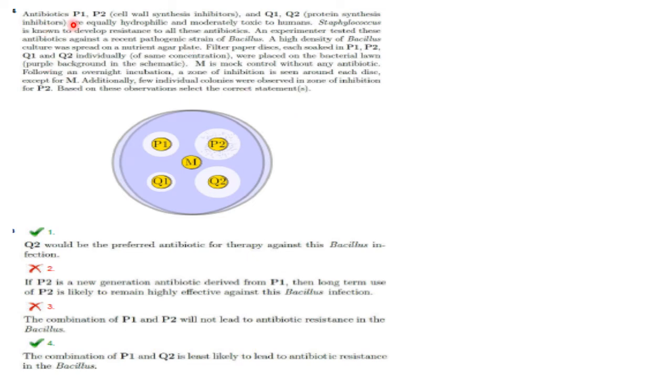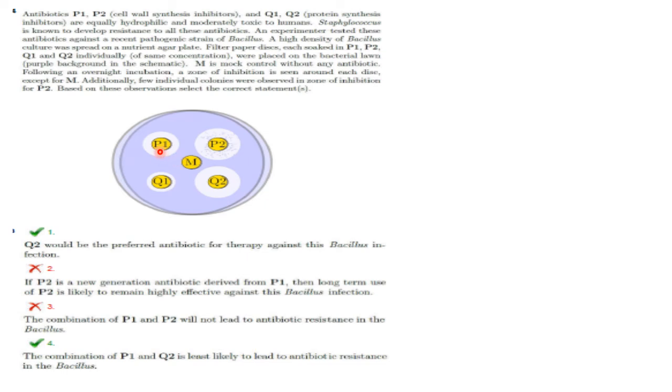Now what they have done is there are two antibiotics, that is P1, P2 and Q1, Q2. Now these were checked for the pathogenic strain of Bacillus species. So what they did was a high density of Bacillus culture was spread on a nutrient agar plate. Then these filter discs which were soaked in P1, P2, Q1, Q2 were placed on top of this bacterial lawn. Now M was taken as the control, that is it didn't have any antibiotic. So naturally it will not give any zone of inhibition.